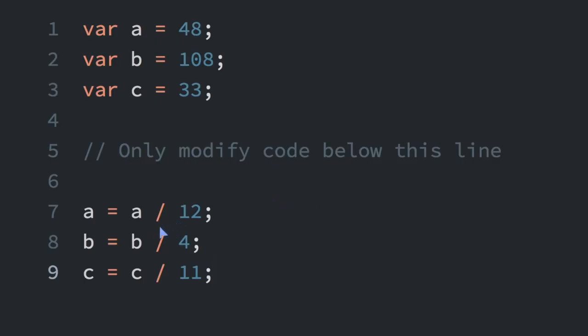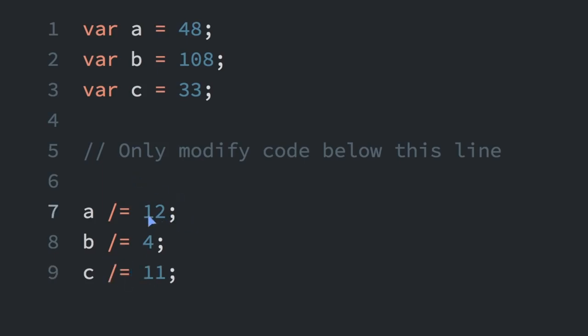And there's also divide equals. So a equals a divided by 12. We can do a divided by equals 12. And then here we can just do divided by equals 4 or divided by equals 11. So it's another way of dividing the variable by a new number and assigning that answer to the variable.